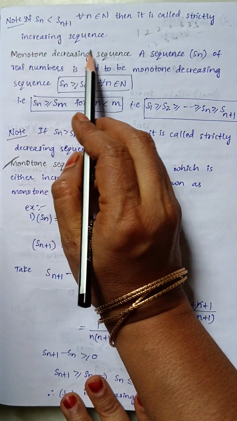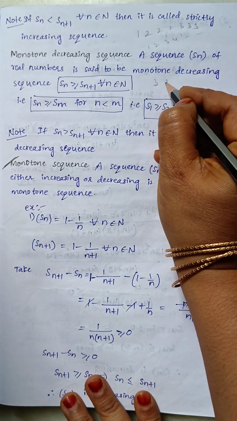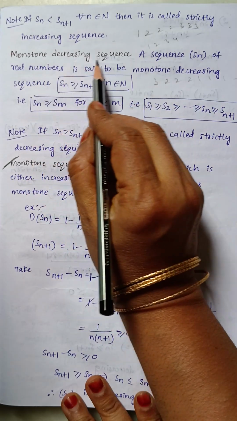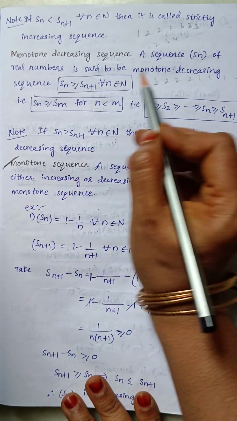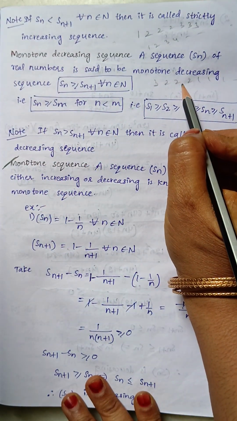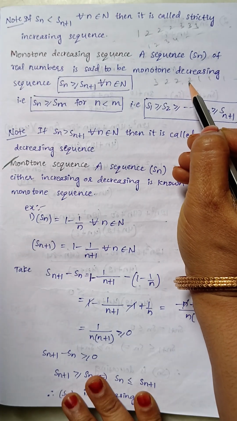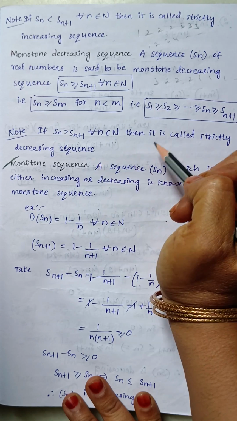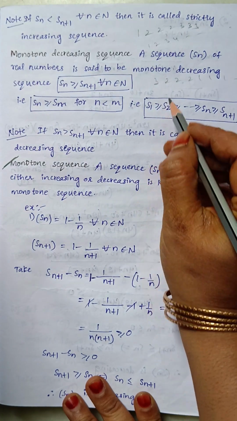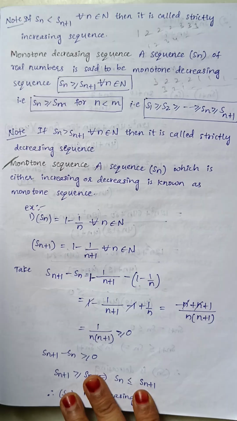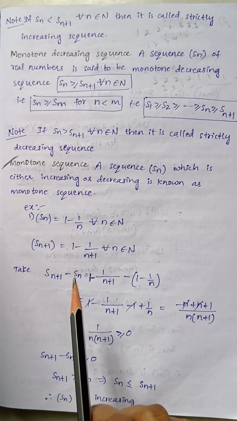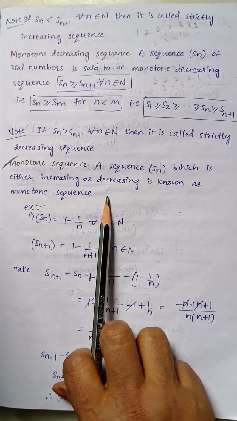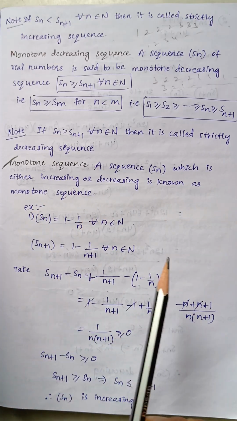Similarly, a monotonically decreasing sequence is 3, 2, 2, 2, 1, 1, 1. This is called monotonically decreasing. The first number is greater than or equals to the second number, greater than or equals to the third number, greater than or equals to the fourth number. This is called monotonically decreasing. Strictly decreasing means only greater than. That means 3, 2, 1 like this. This is called a strictly decreasing sequence. A monotone sequence means any sequence which is either increasing or decreasing.